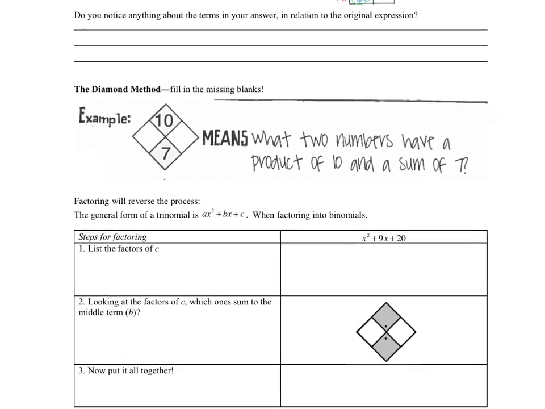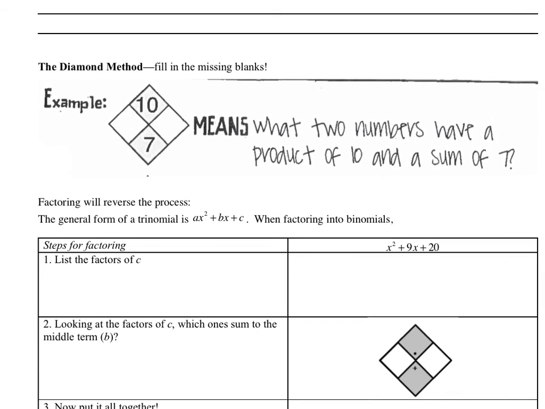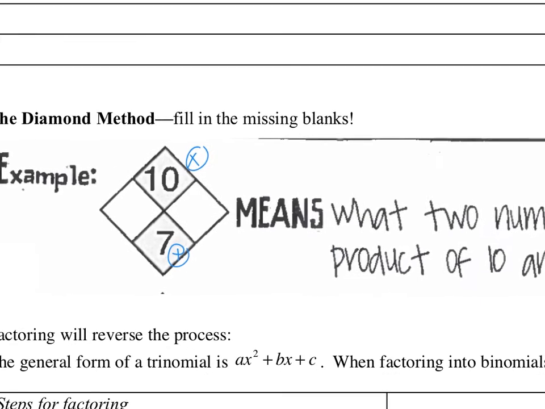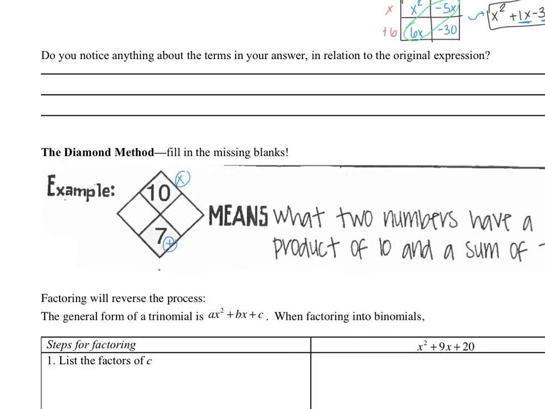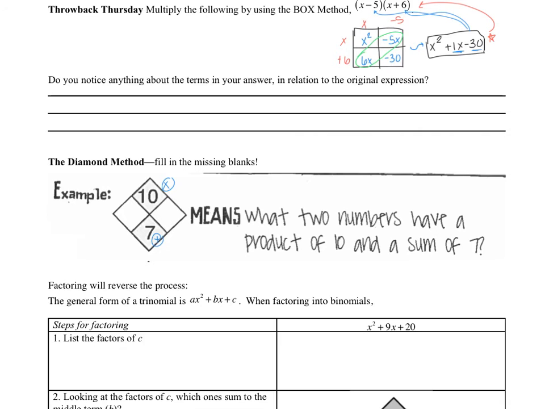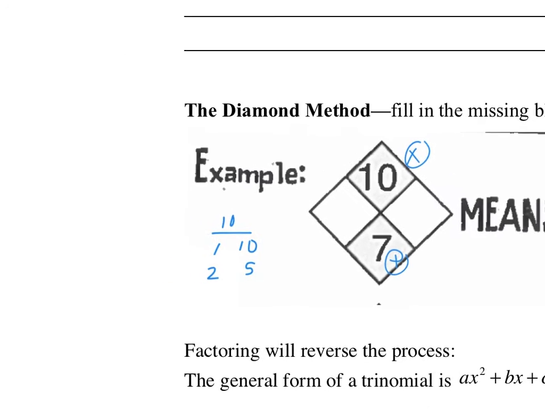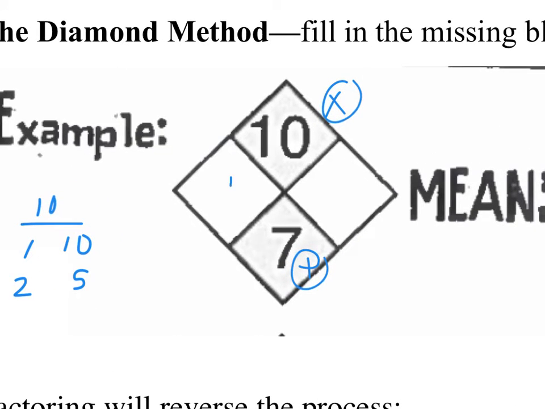So if you remember way back when, we learned the diamond method to find out how to factor. So we always put the number that multiplied up top and the number we wanted to add up to down below. So for instance, this diamond is asking me what two numbers have a product of 10 and a sum of 7. So what I'm going to do is list out the numbers that multiply to 10. So I write out 10, I know 1 and 10, and 2 and 5. So I put my 1 and my 10 in here. 1 times 10 is 10, but 1 plus 10 is 11.